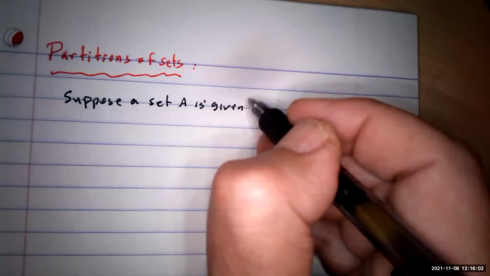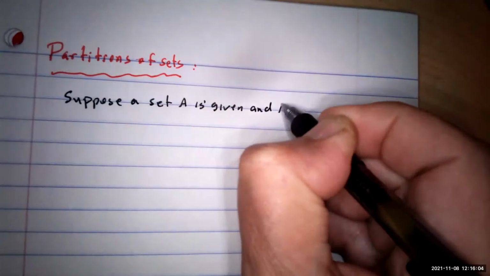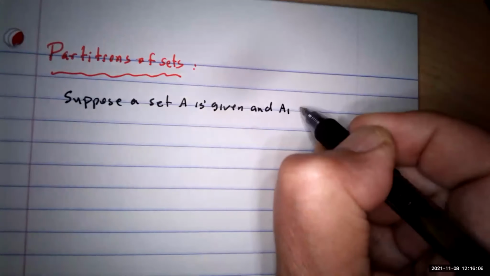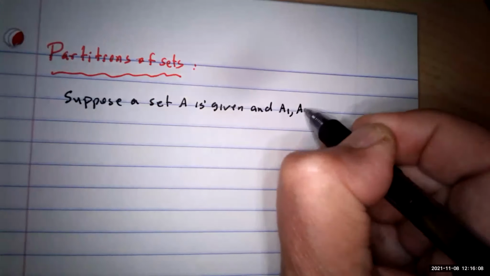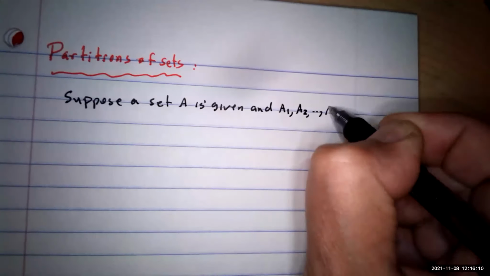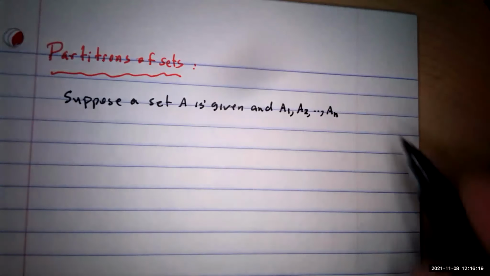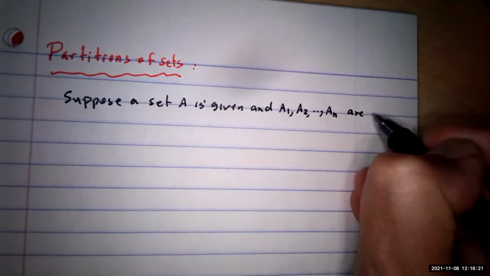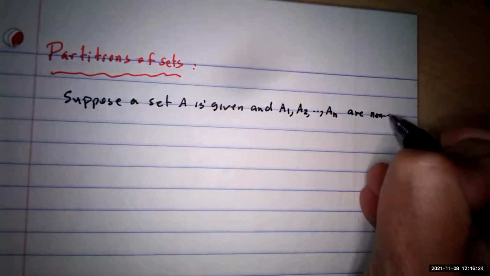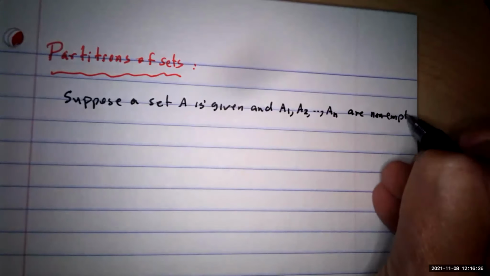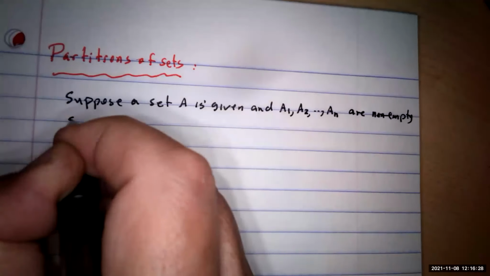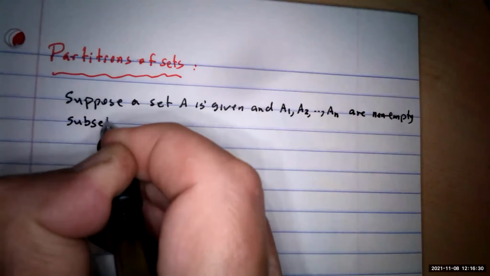Okay, a set A is given, and A1, A2, up to AN. It's going to be just a couple of sets, but at least quite a lot. Suppose the set A is given and A1, A2, up to AN are non-empty subsets of A.